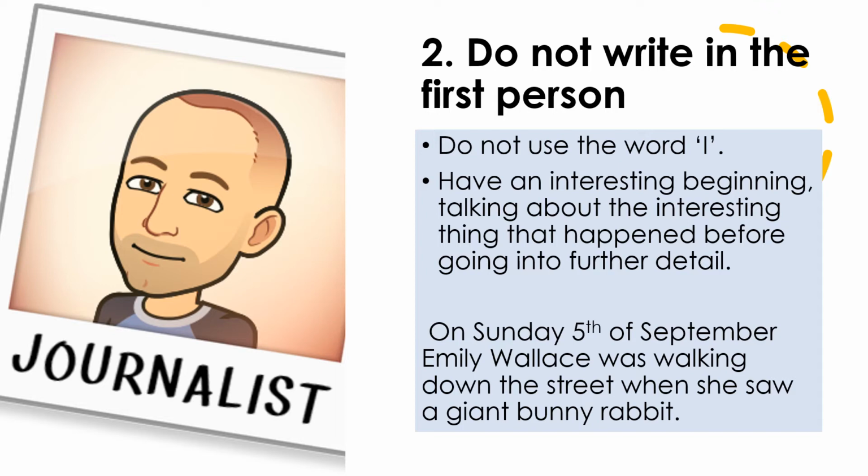It's also very important to have an interesting beginning. So talk about the interesting thing that happened before going into further detail. So we're looking for like an introductory sentence. Or you might start by just establishing what happened. So on Sunday the 5th of September, Emily Wallace was walking down the street when she saw a giant bunny rabbit. So try and think of it as if someone's just going to glance at your article and they're either going to look at the heading and possibly even the first line. So that first line needs to be really quite interesting. And it's unlike writing an email or a letter, it's not about you, it's about the event that took place.